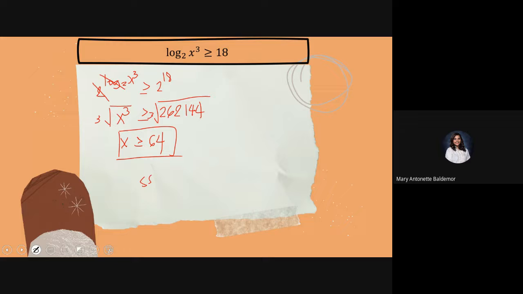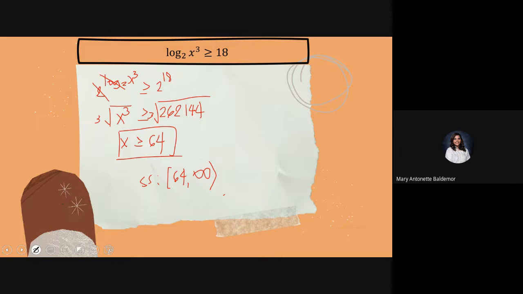Therefore, the solution set for this problem will be 64, included, to positive infinity, since the inequality sign here is greater than or equal to 64. So x goes to positive infinity.